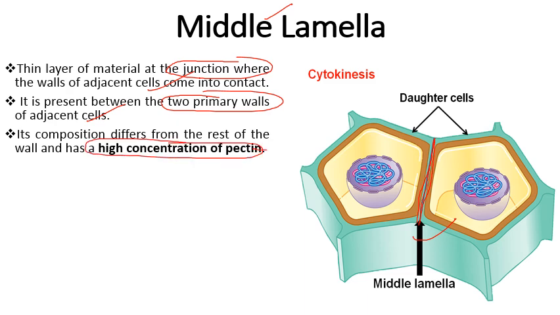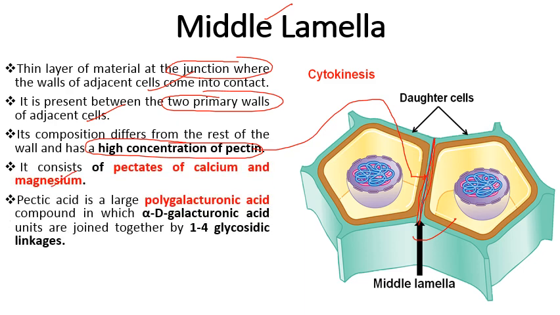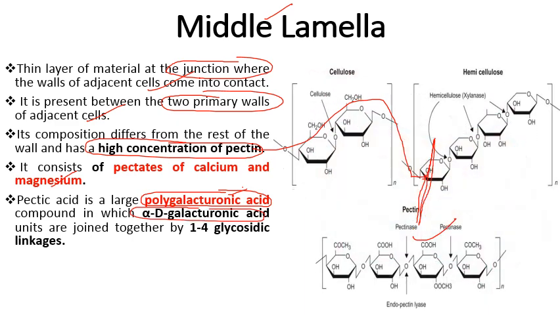इसमें होता है ज़्यादा pectin, और ये बना होता है pectate of calcium and magnesium से. Pectic acid is large polygalacturonic acid, means polygalacturonic acid है pectin, और इसका जो monomer है ये बना होता है alpha D galacturonic acid से. So it is made up of alpha D galacturonic acid, और इसके बीच में भी होती है linkage, that is alpha 1,4 glycosidic linkage.